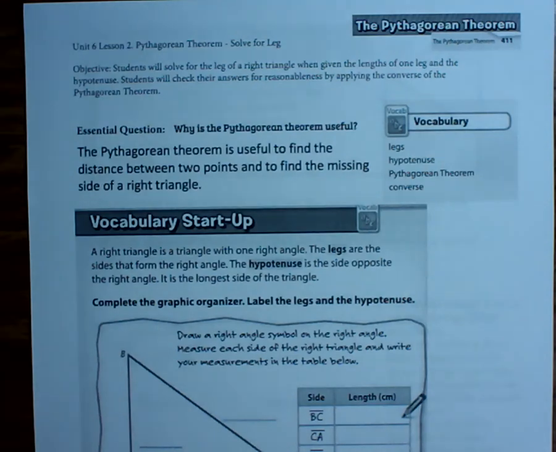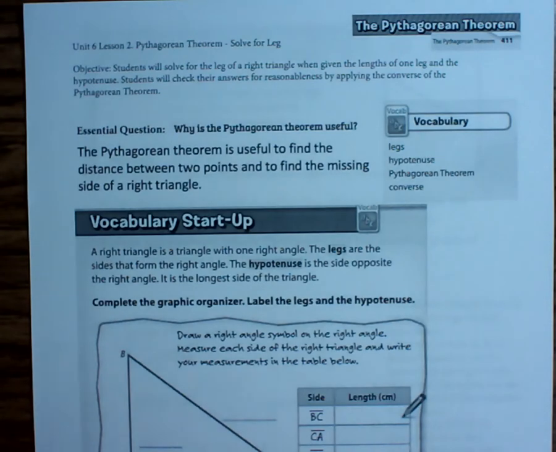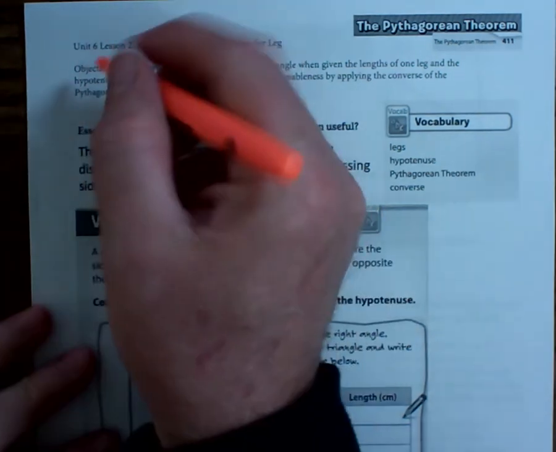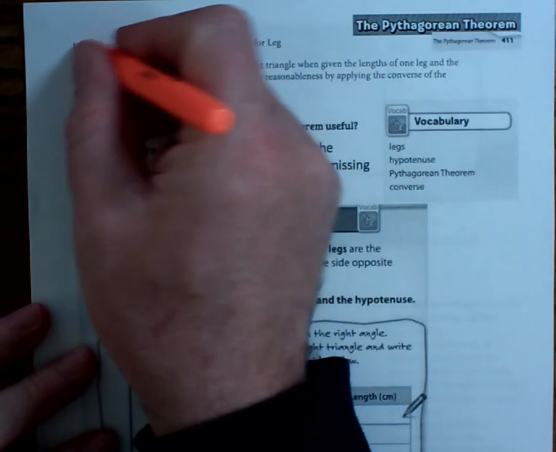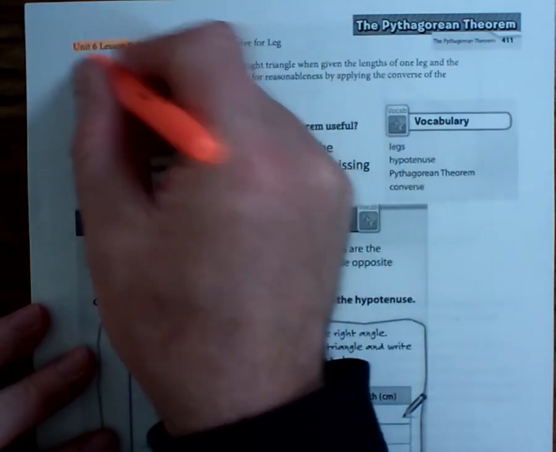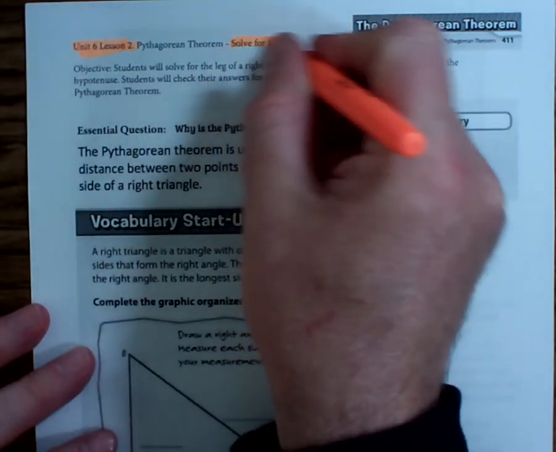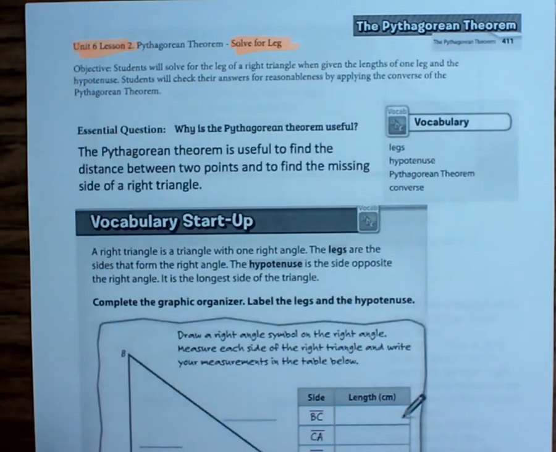All right, so let's get going here. We have Unit 6, Lesson 2. We've split up the Pythagorean Theorem into two different lessons. This is going to be solving for a missing leg. So we're still doing the Pythagorean Theorem.